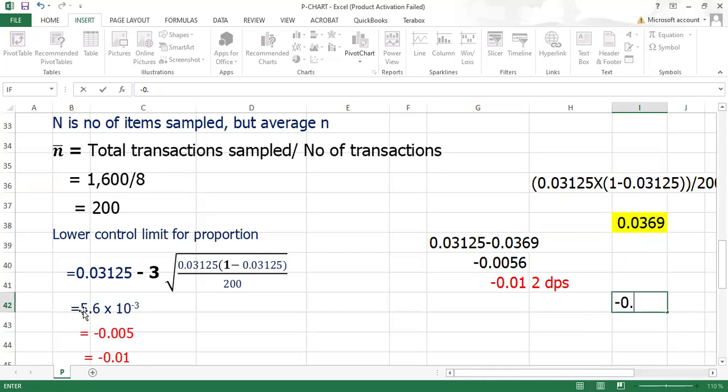This 5 should come in the third place. So I write 0, 0, then 5 must come in the third place. If you have power negative 4, then 5 should come in the fourth place. If you have power negative 2, then 5 should come in the second place. If it's power negative 4, you write 0, 0, 0, then 5 comes in the fourth place. Have you understood that?